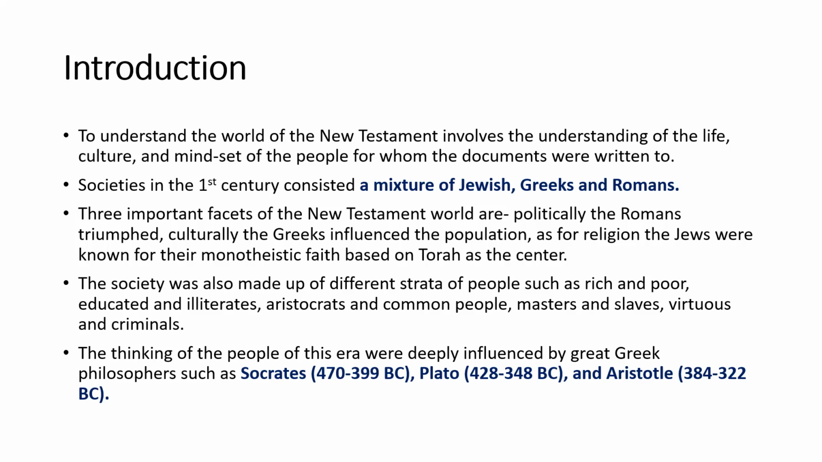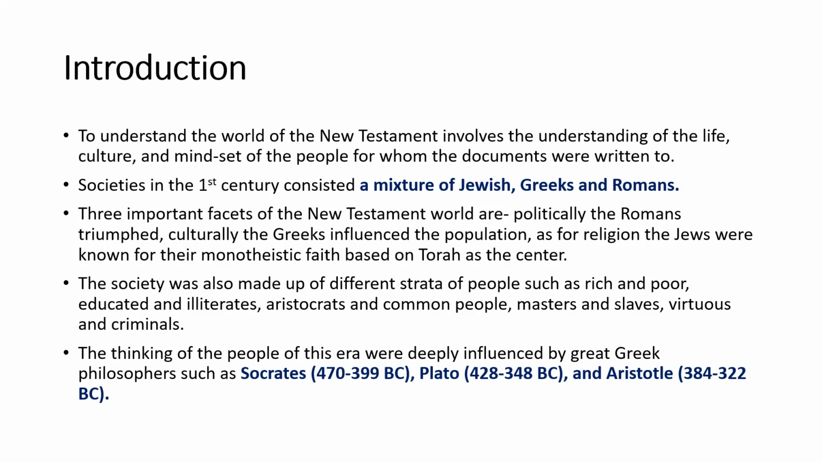And finally, the third point, as for religion, the Jews were known for their monotheistic faith based on Torah as the center. So the Jews continued to follow their Torah and their faith in one God, that is Yahweh. The next point, the society was also made up of different strata of people, such as rich and poor, educated and illiterates, aristocrats and common people, masters and slaves, virtuous and criminals. So all these groups of people were there in the society, and it was a much divided society. It was not so much an egalitarian society. Egalitarian means an equally divided society. It was not so, but a society which had much differences in it, like rich, poor, educated, illiterates, and so on. And masters and slaves, we read more about them in the New Testament also.